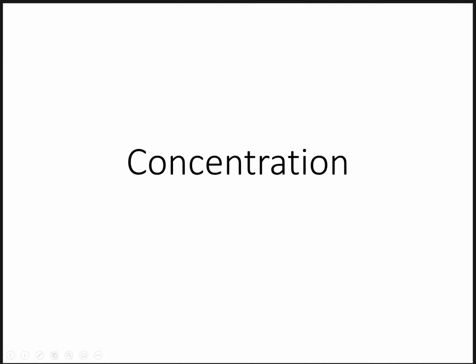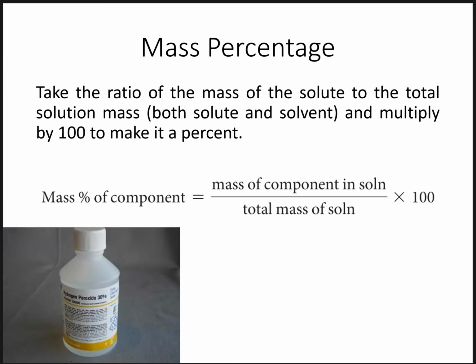Concentration is a way of reporting how much material is dissolved in a solution. There are a number of different ways in which concentration can be represented. The first is mass percentage, that is, the mass of an individual component divided by the total mass present. The second is parts per million, and third, parts per billion.